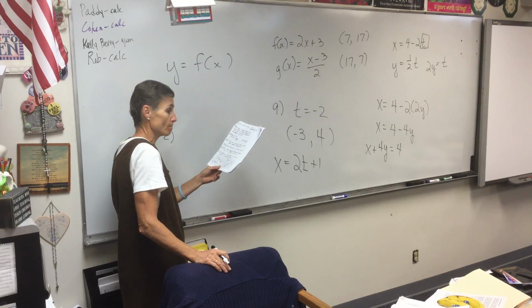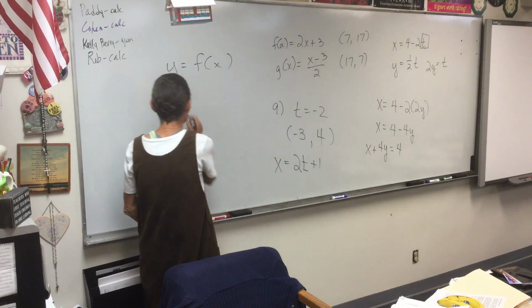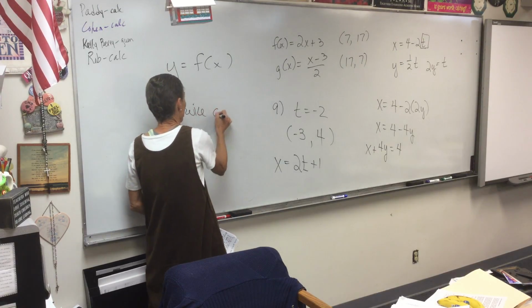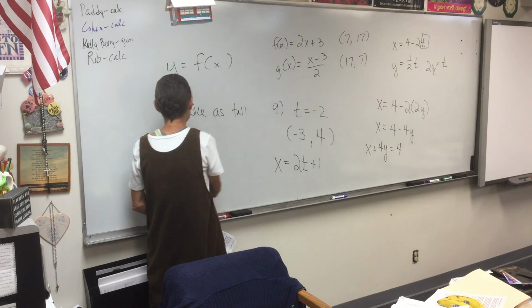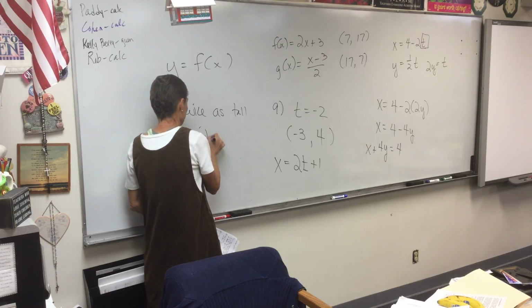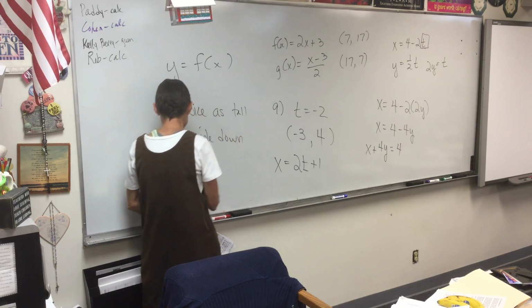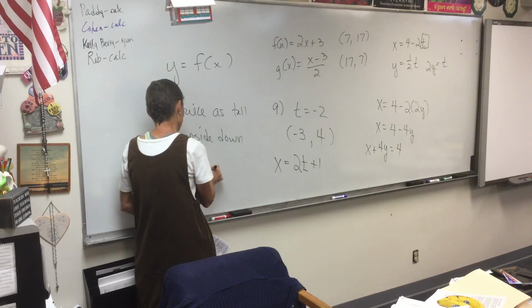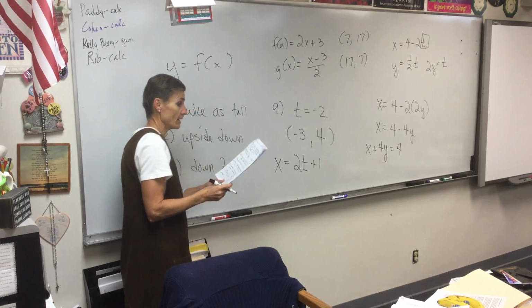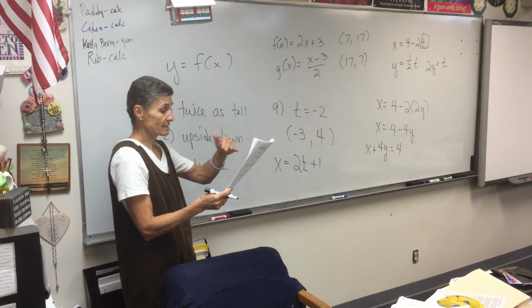Paul? It's twice as tall. Upside down flip. It's twice as tall. It's upside down. And it went down 2. All right, so first of all, can everybody see that it's upside down?